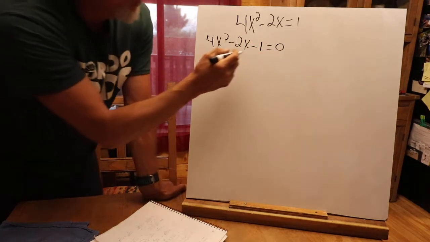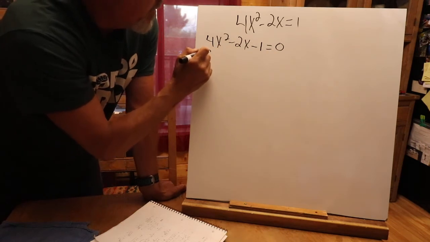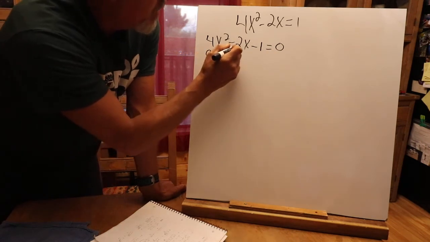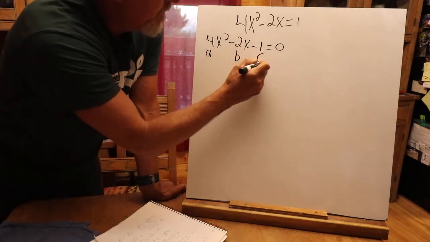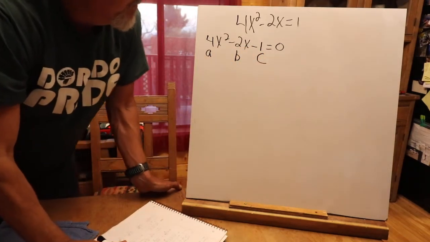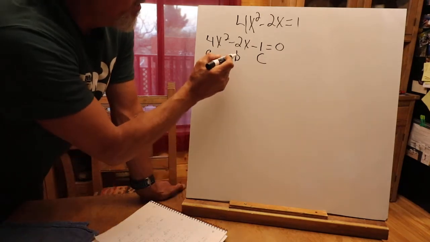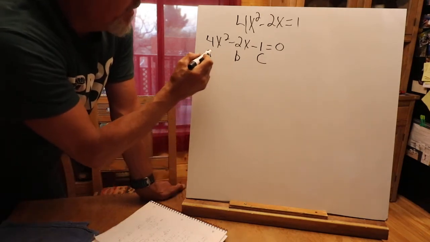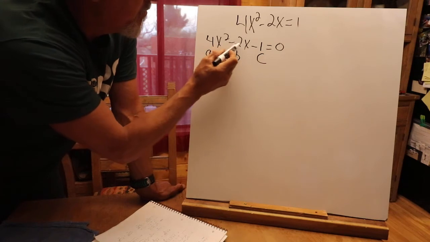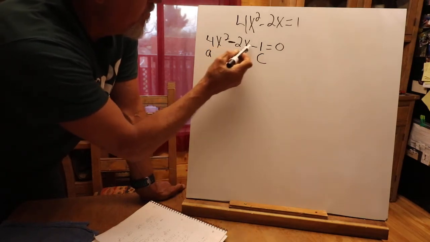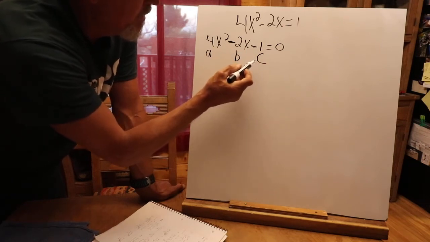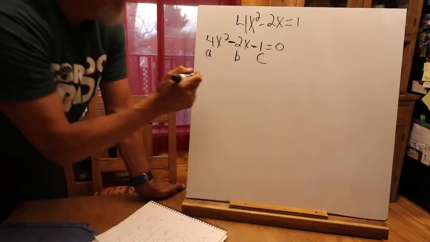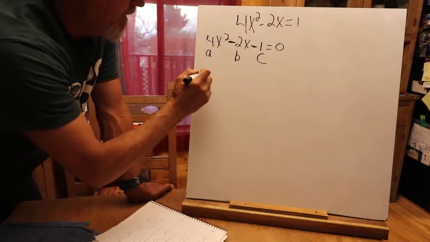Once you get it in this order, you can label them. The first one's a, the middle number's b, the last number's c. Now, it's really important that you know that the a, b, and c are just the numbers, not the x's. And the minuses that go with the numbers, they go with these a, b's, and c's also. So when I use my formula, I carefully fill it in.